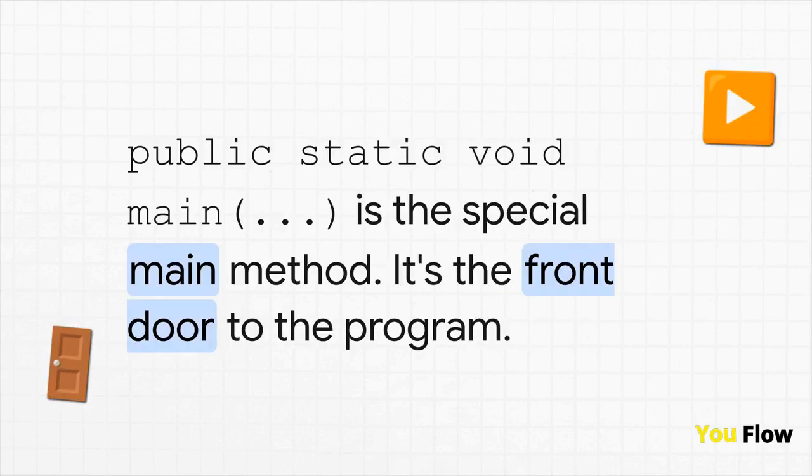Now, this next line, this is a special one. This is the main method. You can think of it like the front door to your program. When you tell Java to run your code, the JVM looks for this exact line to know where to start. It's the official entry point.